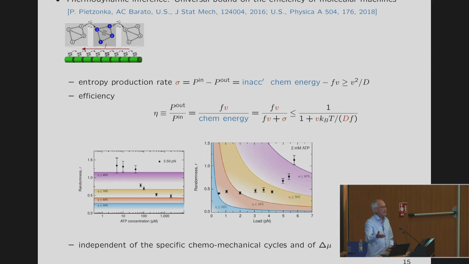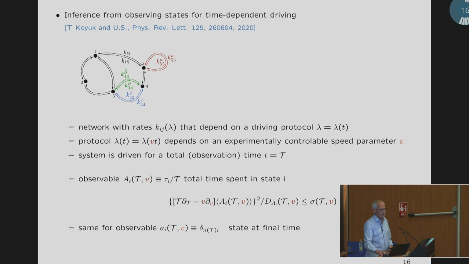If you have more information, you might be able to tighten this. I haven't done that yet. Okay, so this was steady state. Now let's go to the time-dependent generalization of this uncertainty relation. This is a theory slide, but I'll show you an application to an experimental situation on the next one.